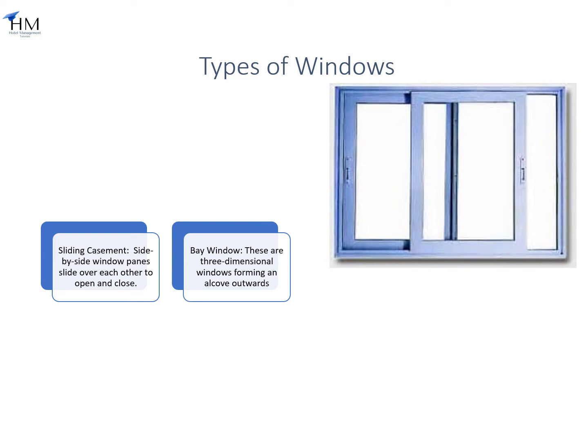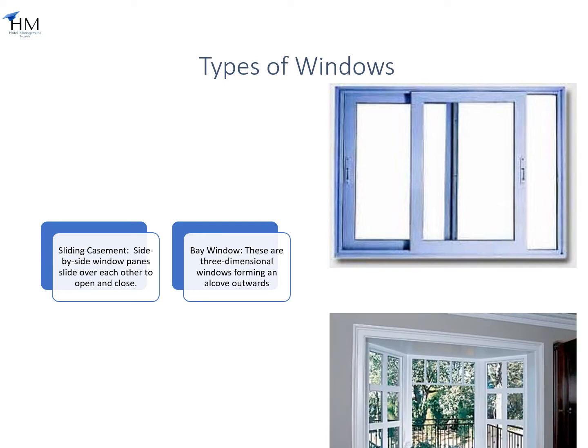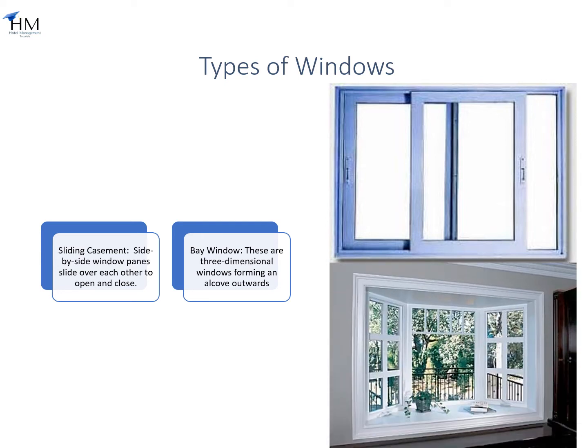The next window is sliding casement. This window consists of a pane of standard glass generally set in an aluminium frame. They operate horizontally. Bay window. These are three-dimensional windows forming an alcove outward. The inner space can be used for sitting purposes.